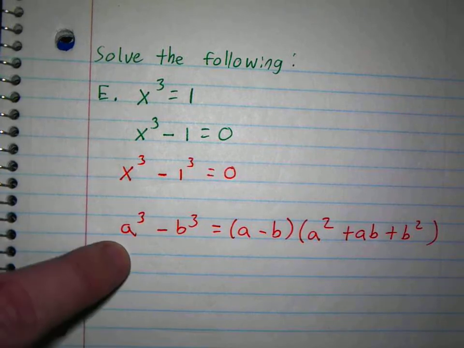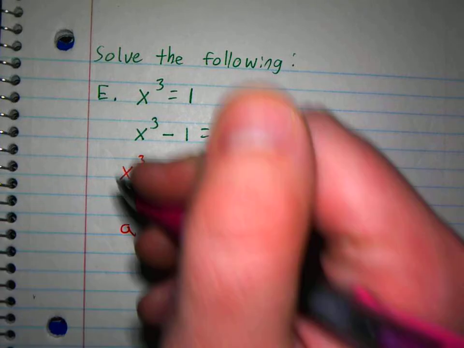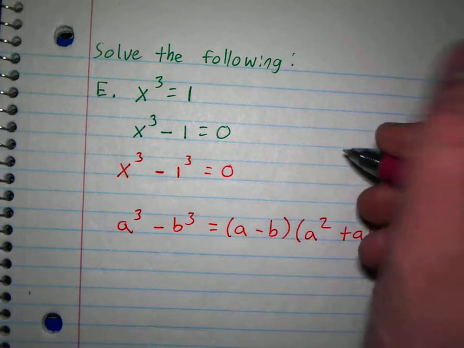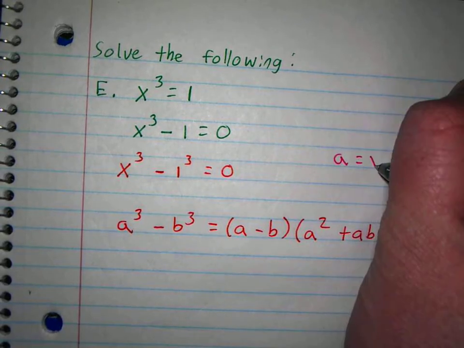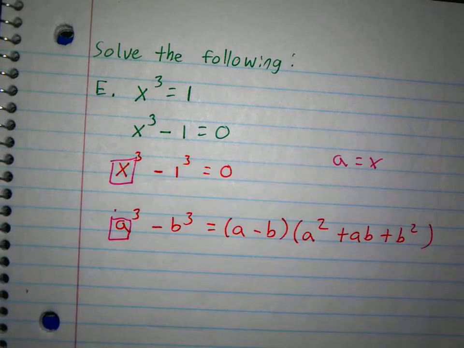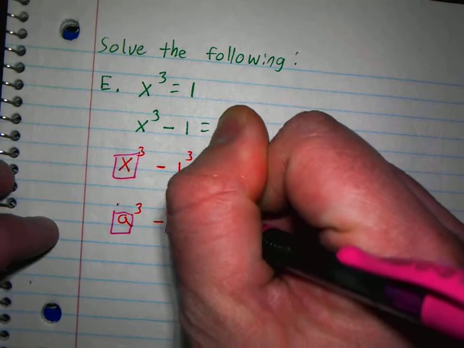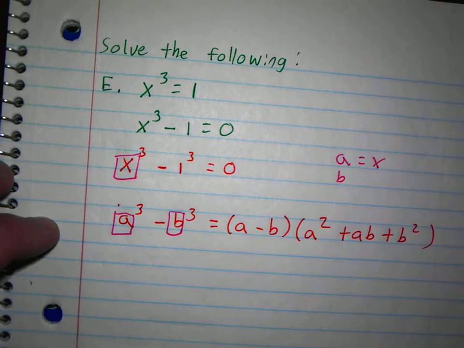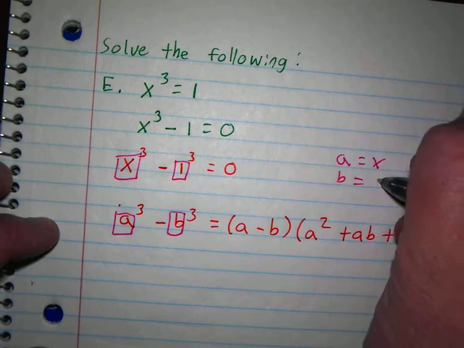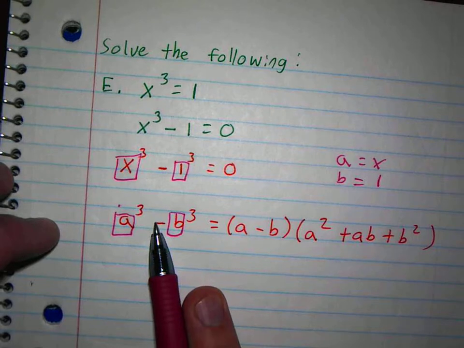All right, so what is A? A would be X, right? So A is X, because I have X and I have A in the same spot. That's why. Okay. And then B would be what? 1. Right? And the reason why it's not negative 1 is because the formula has the minus right there.